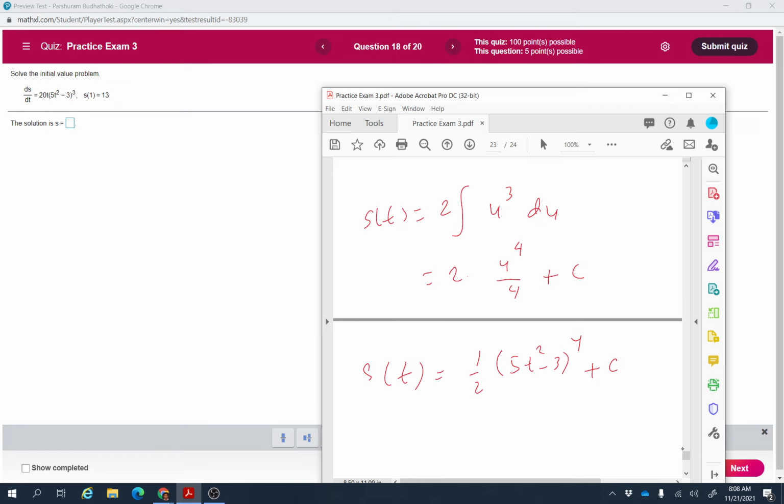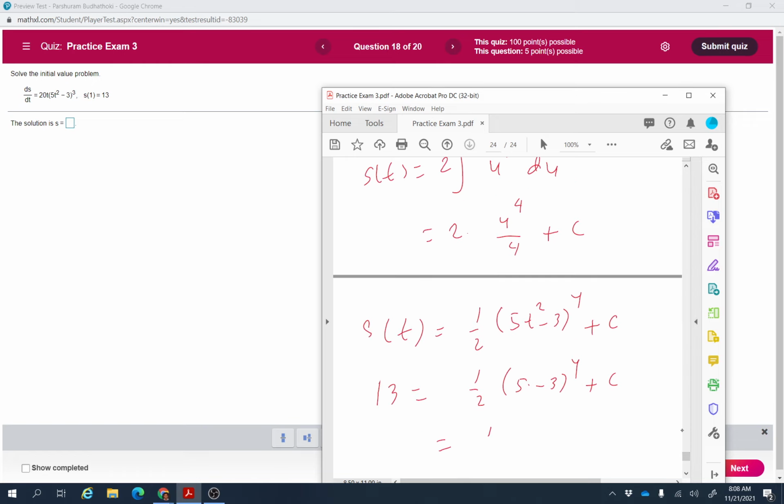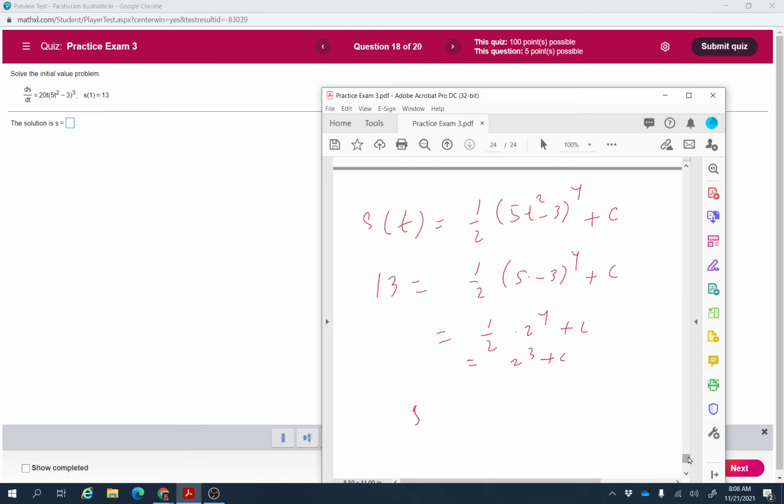So when you replace this t by 1, that will be 13. Same thing happens here: half (5 times 1 minus 3) to the power 4. If you simplify this, that will be half 2 to the power 4 plus c, which is 2 cubed plus c. So the constant would be 13 minus 8, which is 5. So eventually the answer s of t is this one plus 5.